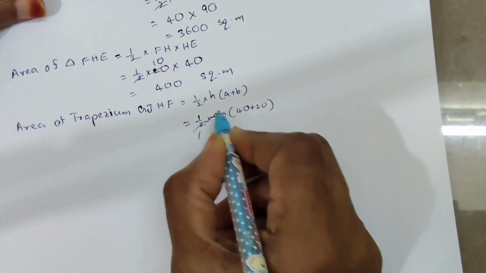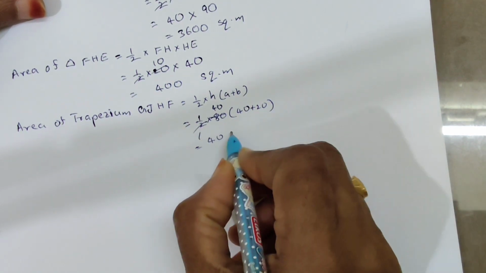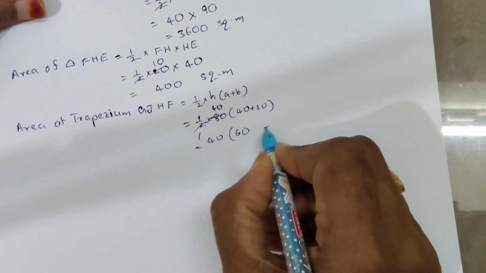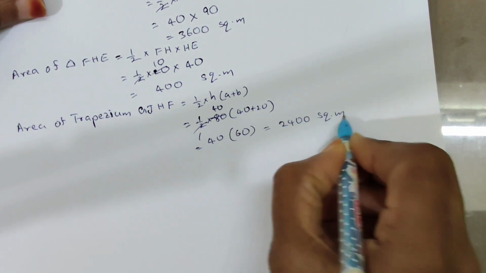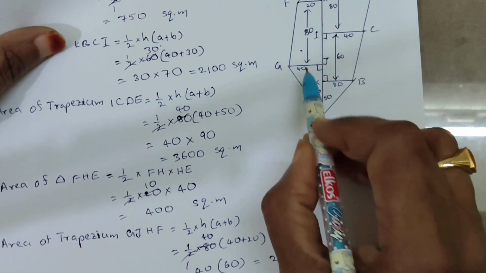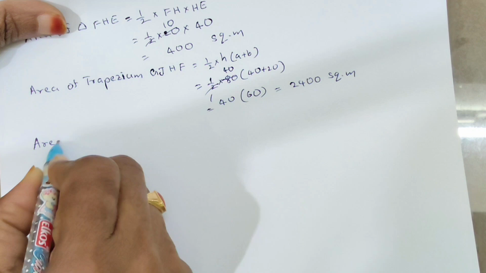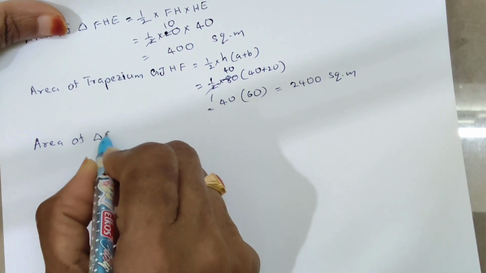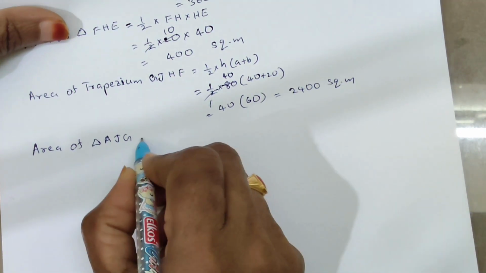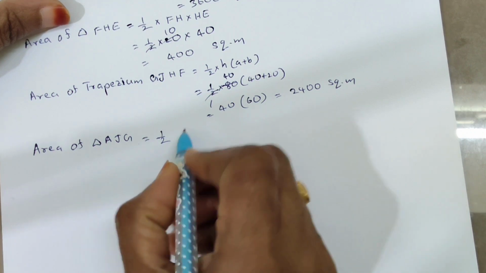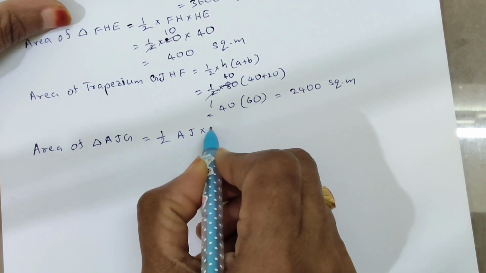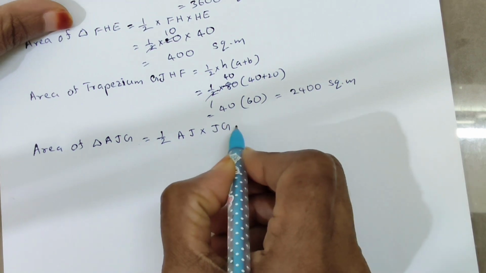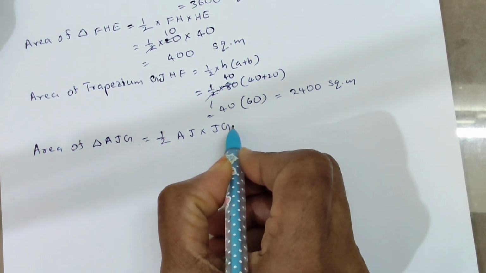So that equal to 2 ones are 2, 40s are. So 40 into 60, that equal to 2400 square meters is the area of this trapezium. Now we find this triangle area. Area of a triangle AJG is equal to 1 by 2 into AJ into JG. So this is the area.